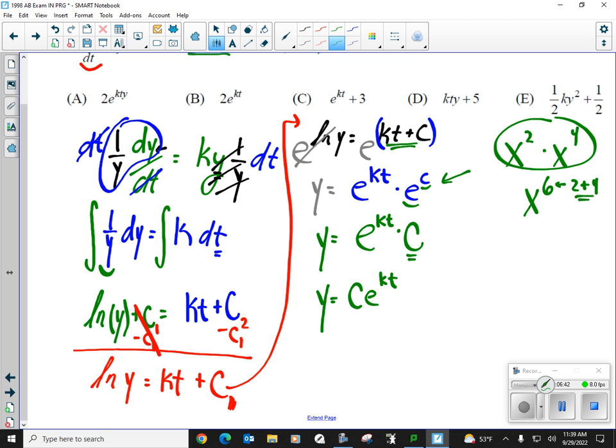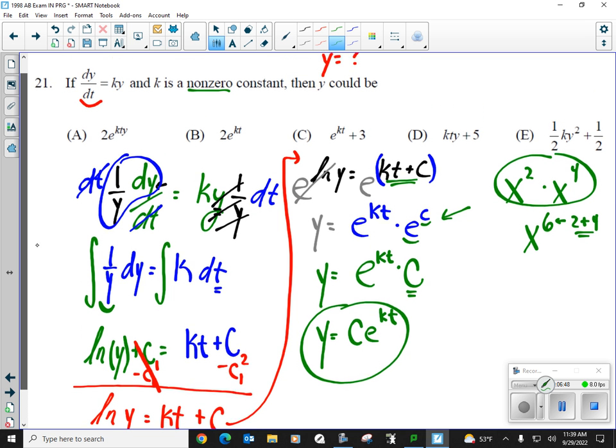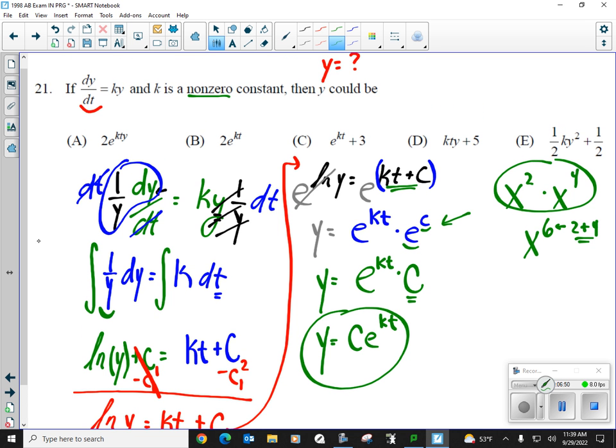So which one of these could represent this right here? Notice you don't see C, E, K to the T. I don't see a C anywhere in these answers. Could be. Which one of these answers has e to the kt times some constant? Choice 2 has e to the kt times some constant.